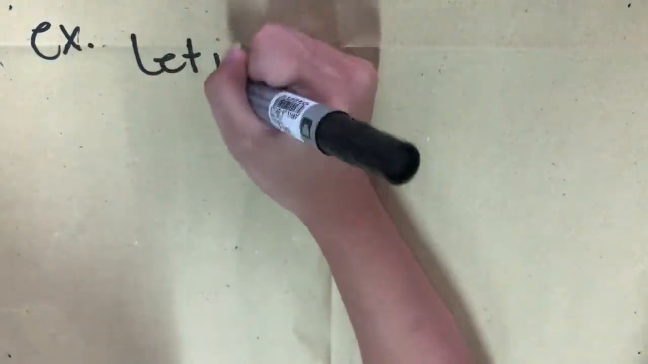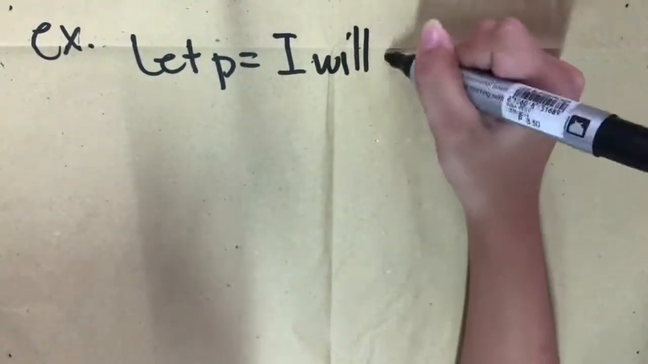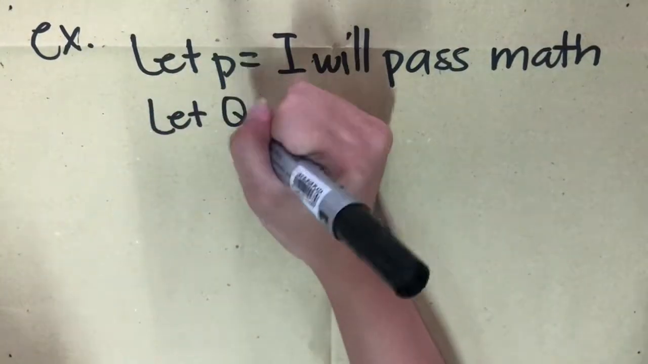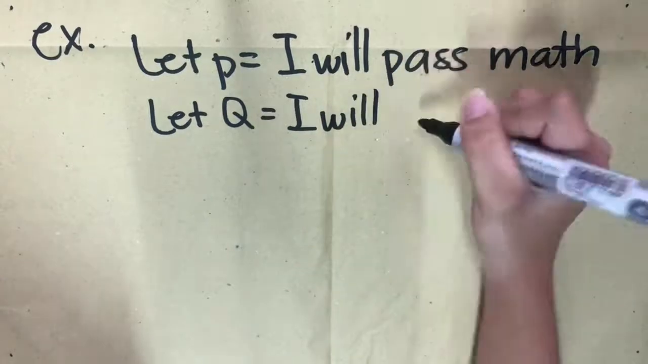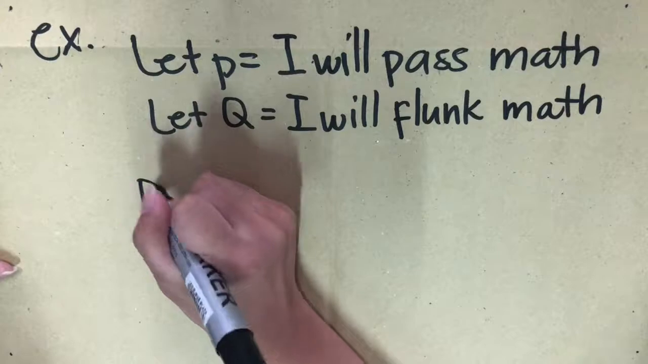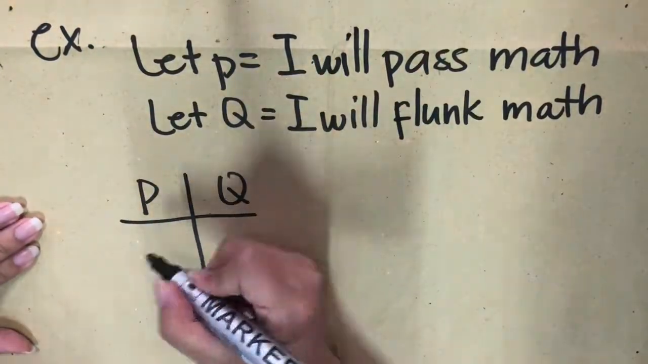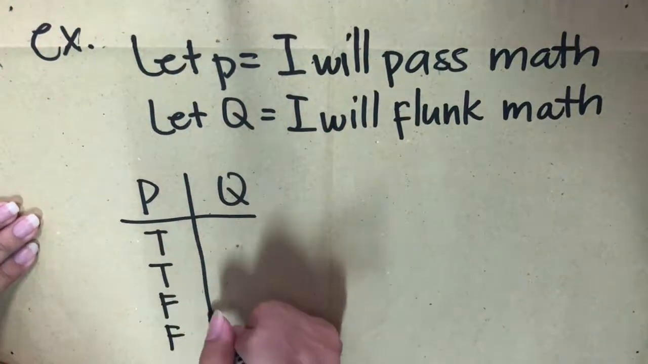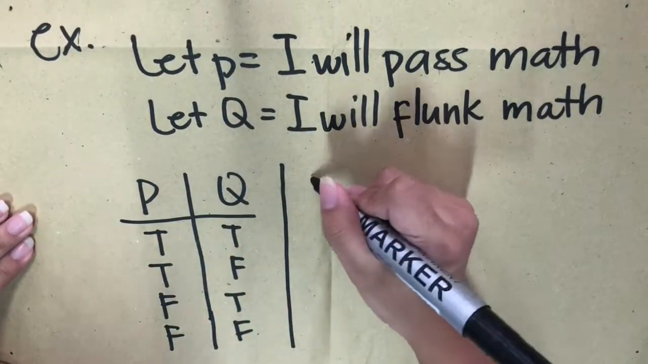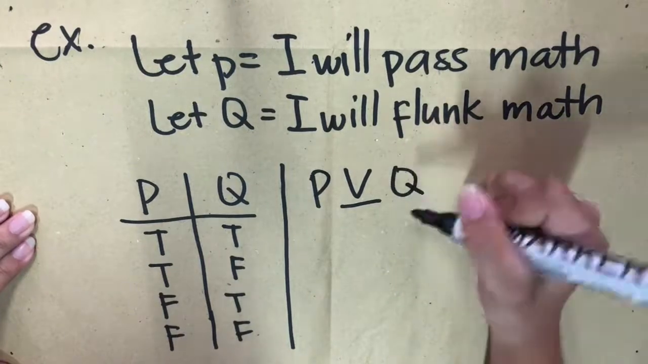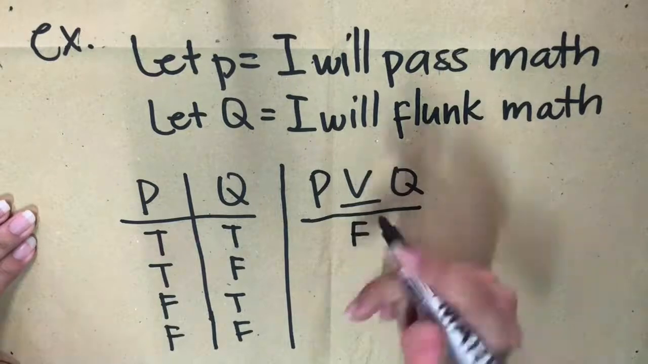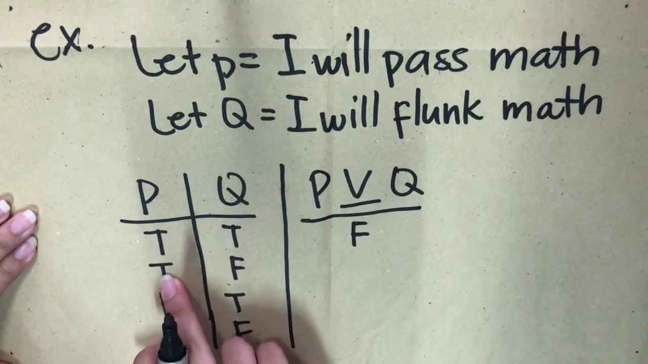Example: let P represent I will pass math, and let Q represent I will flunk math. So by this, we already know that only one of it can happen. You cannot pass and flunk math at the same time. Let's draw a truth table. P and Q as our variables and all its possibilities. Our equation is P or Q. As we know, we cannot pass and fail at the same time. So if both of our statements are true, then it is false. Now we have P as true and Q as false.